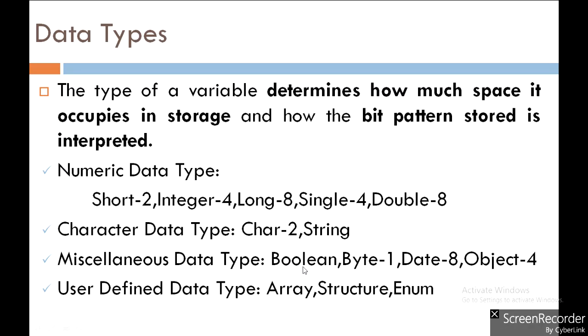In miscellaneous data types, it contains boolean, byte, date and object data type. Byte data type requires 1 byte. Boolean data type contains the value of true or false. Date data type requires 8 bytes for storage and object data type requires 4 bytes. And last is user defined data type. It contains array, structure and enum. This data type is derived by user as per requirement.